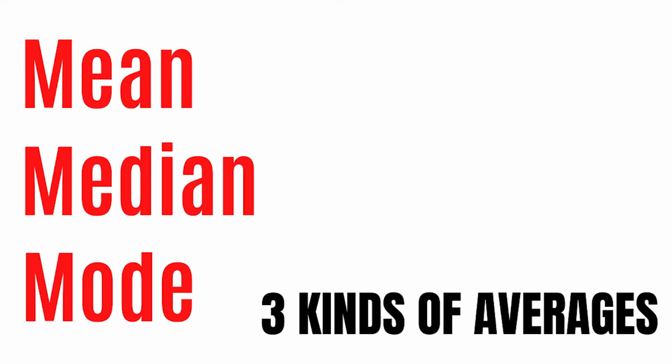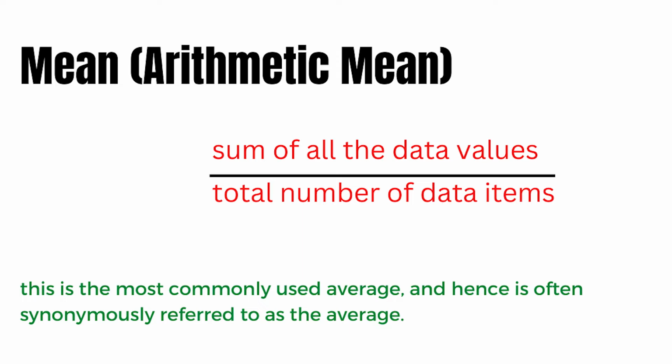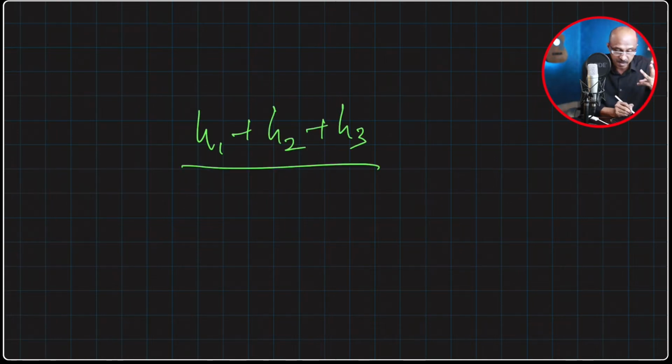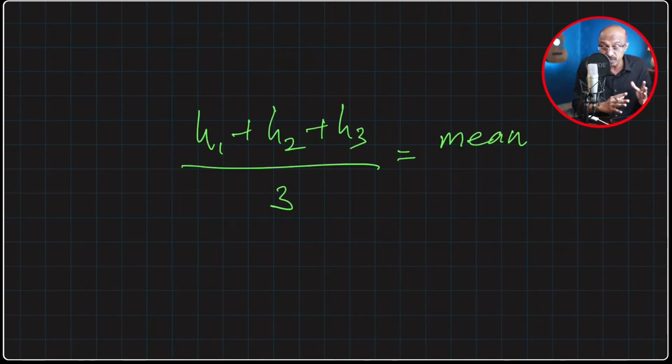In statistics, we study 3 different kinds of averages: the mean, the median, and the mode. To find the mean of a given set of data, we simply have to add all the data items divided by how many data items there were. So for example, if we want to find the mean of the heights of 3 different people, we simply have to add up the heights, H1, H2, H3. If they're the heights of 3 different people, we add the 3 different heights and we divide it by 3 because there were 3 data items. And this is what is referred to as the mean. Very commonly known as the average. When people say average, this is what they mean. The arithmetic mean. This is the formula for the arithmetic mean.